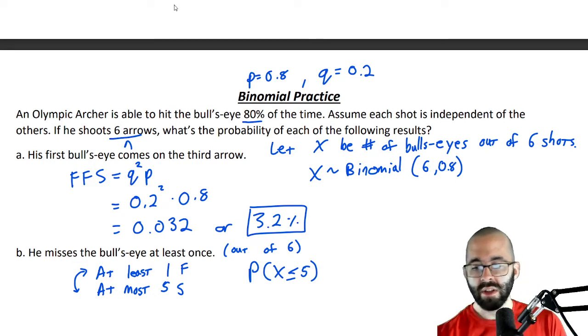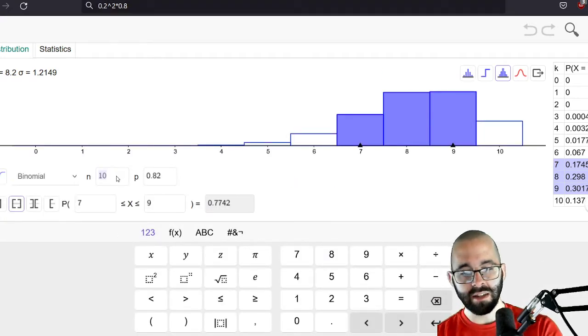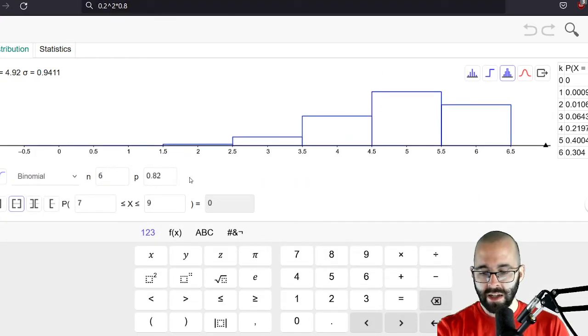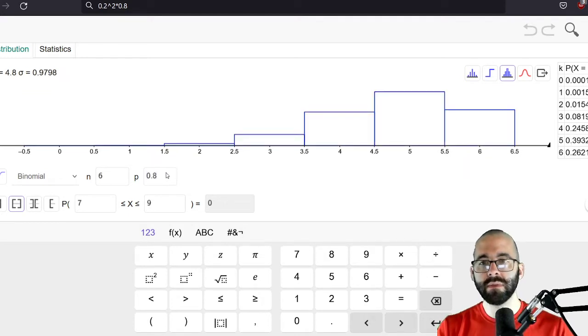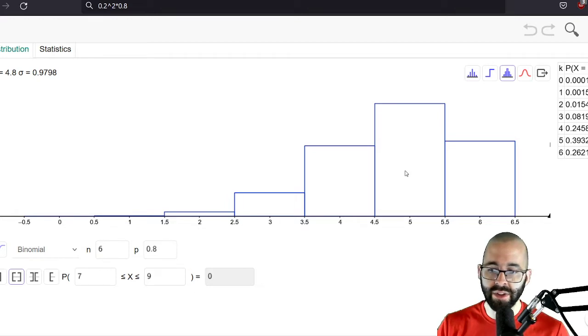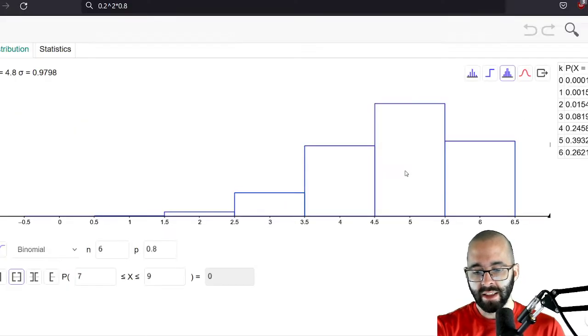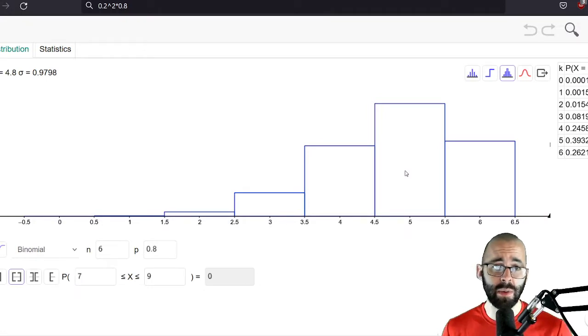Let's input everything into the appropriate place in GeoGebra. There are now no longer 10 free throws, but 6 arrow shots. And each arrow shot has a probability of 80%. So right there off the bat, you can see the most likely outcome is 5 successes for this Olympic archer. But we're asking, what's the probability of less than or equal to 5? Oh, it's going to be pretty likely.